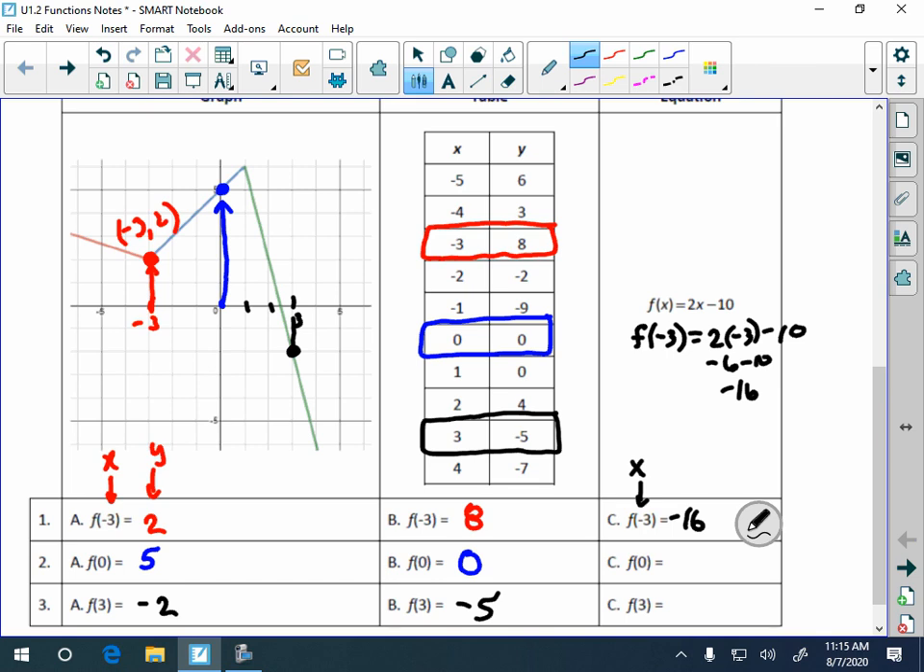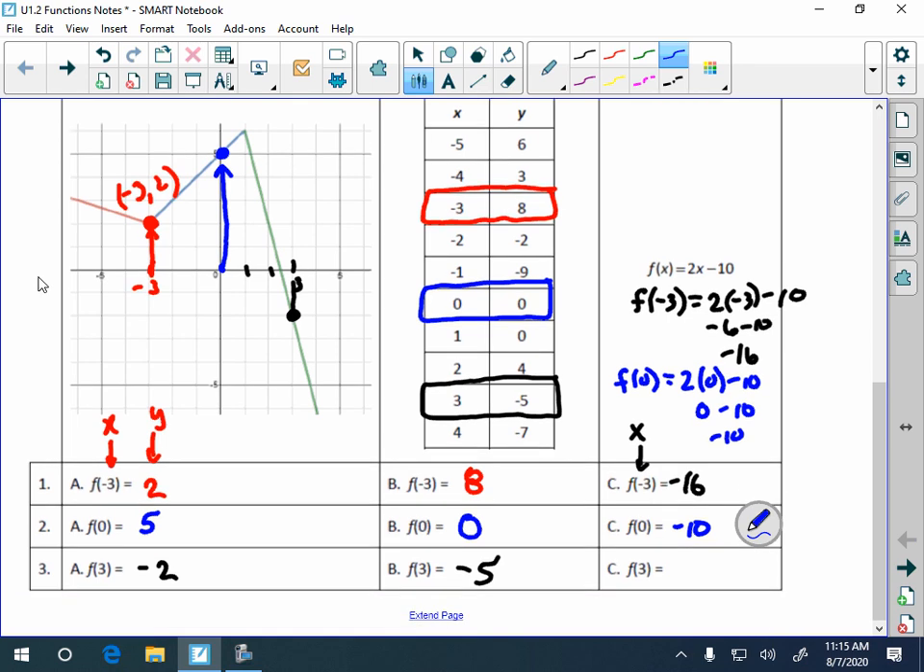And then f of 0, again, we're going to put 0 in. So 2 times 0 minus 10, that's 0 minus 10, which is negative 10. And then we have to find f of 3. I'm going to run out of room here, so I'll do it up here. F of 3, so 2 times positive 3 minus 10. 6 minus 10 is negative 4.